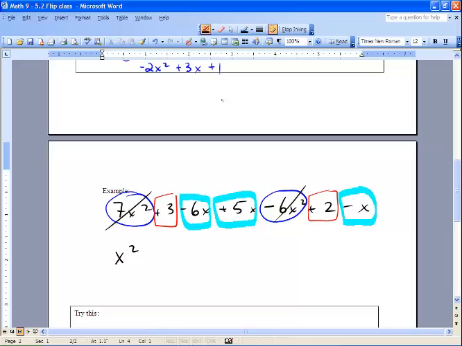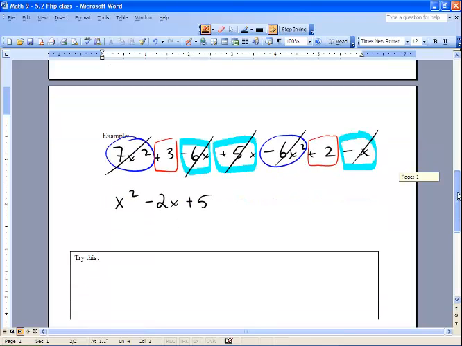And then we're going to go down and do the x's next, because we want our polynomial to go from the largest degree to the least. Negative 6 plus 5 minus 1. So negative 6 plus 5 is negative 1. Minus 1 is going to be negative 2x. And now we're left with our numbers. 3 plus 2 is 5. And there's our polynomial. That's simplifying polynomials.